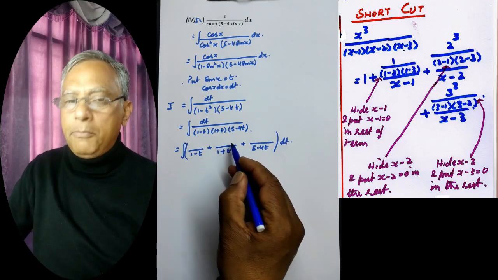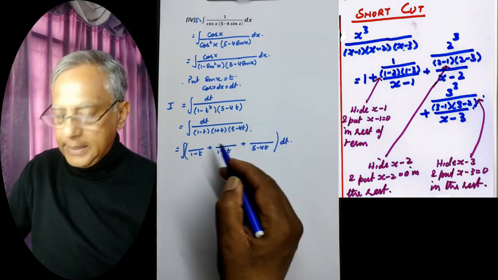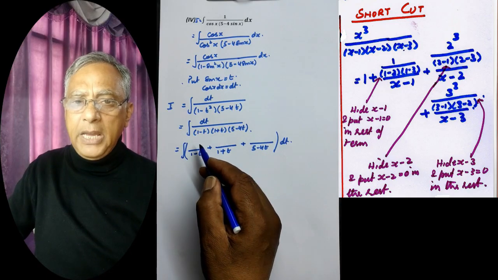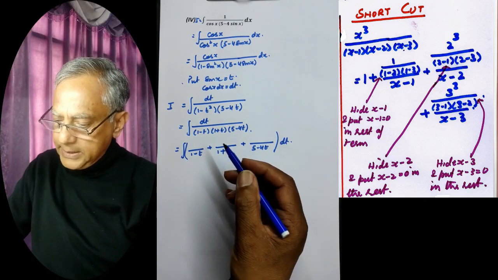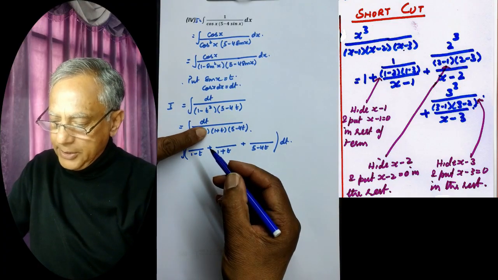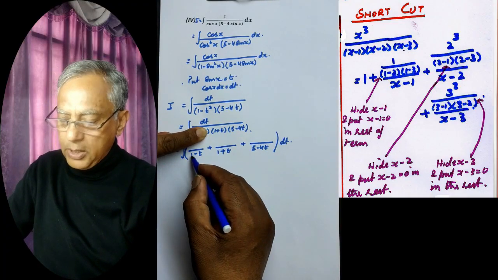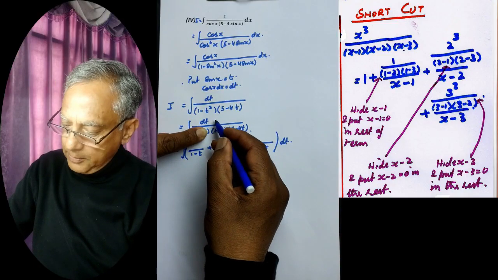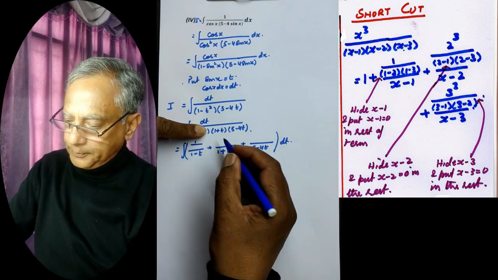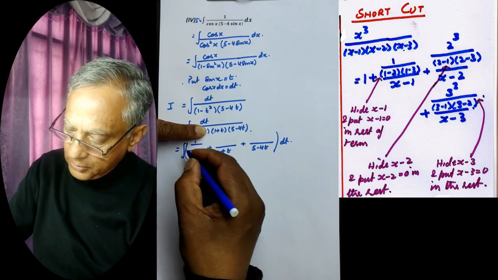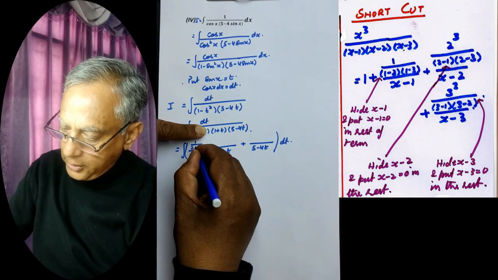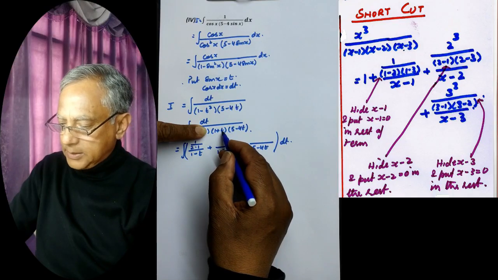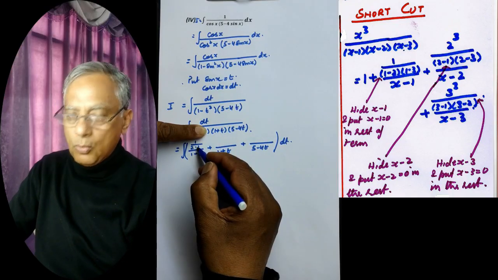These constants will be available directly. We can find these constants directly by applying the shortcut. What we do is, hide 1 minus t and put this equal to 0. That is t equal to 1. So with t equal to 1, in the numerator we have only 1, so this will be 1 over 2 into t, with t equal to 1. This will become 2, and this will become 1.